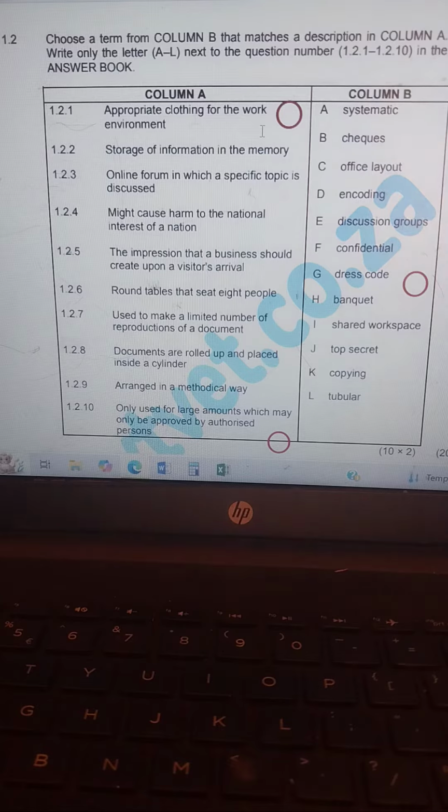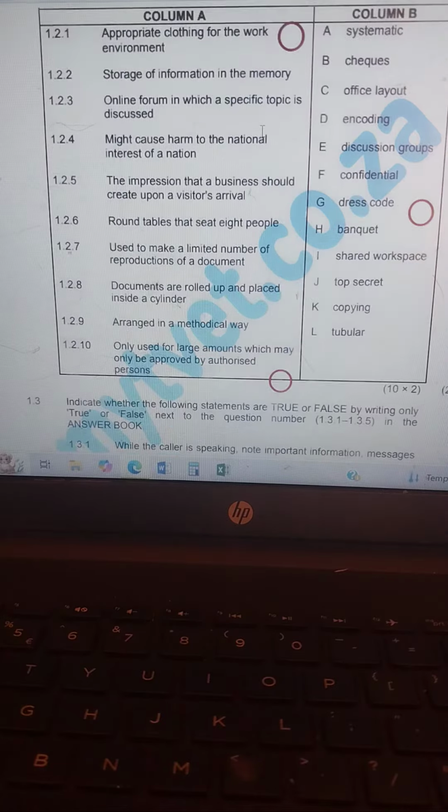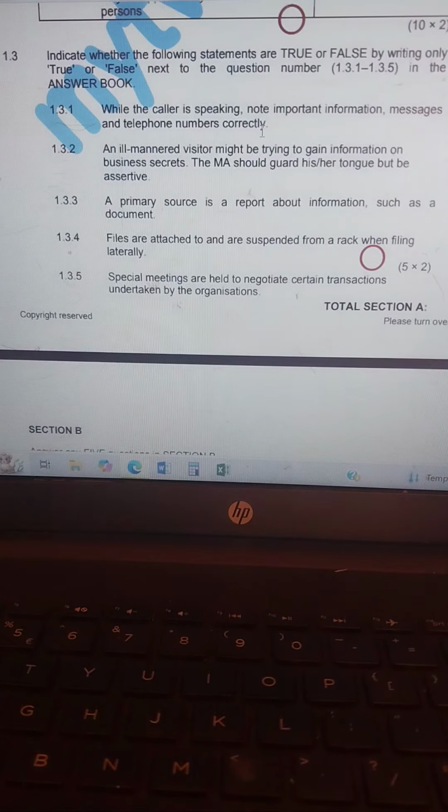And number 10, only used for large amounts, which may only be approved by authorized persons. Your answer is B, it's a check. Then indicate whether the following statements are true or false by writing only true or false next to the question number.